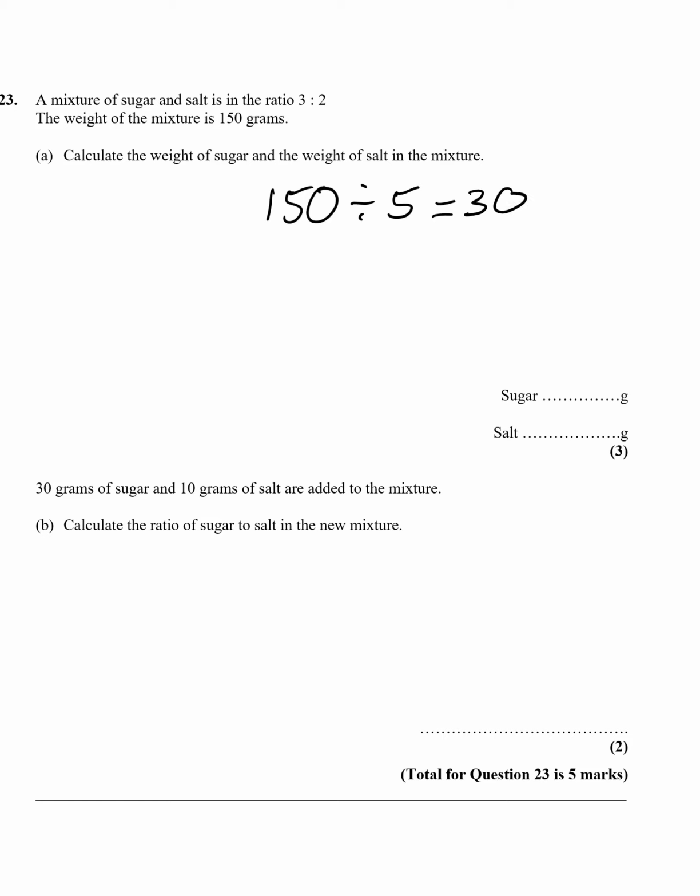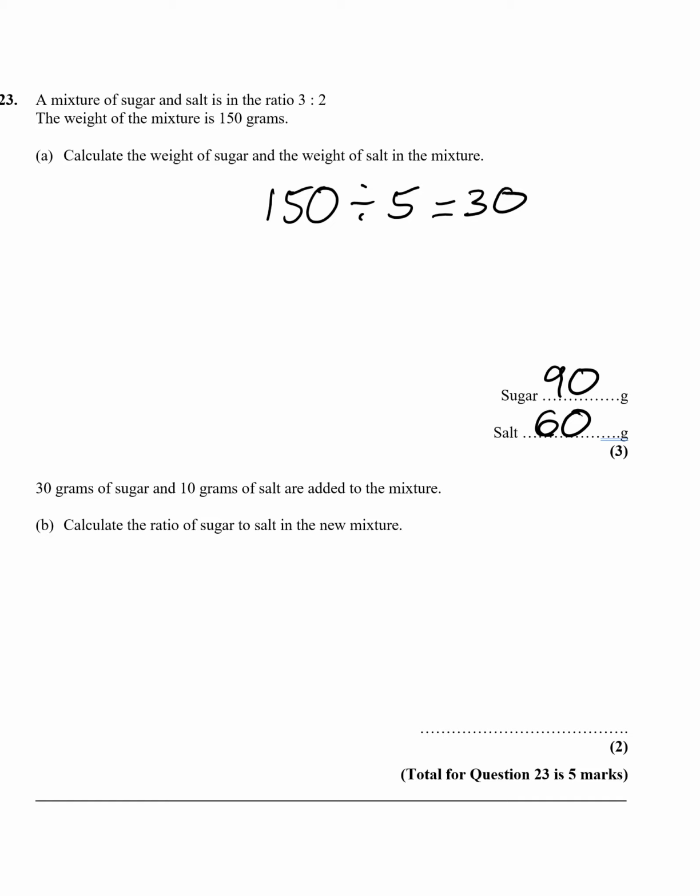which is 30. Calculate the weight of the sugar. Right, the sugar's got 3 lots of 30, and the salt's got 2 lots of 30. So 90 and 60.